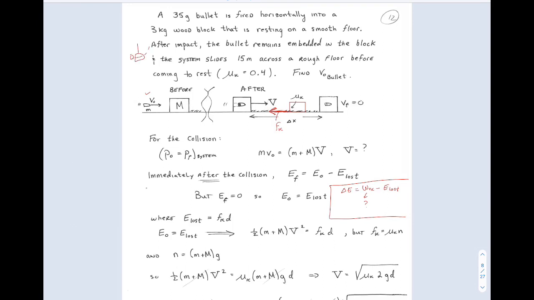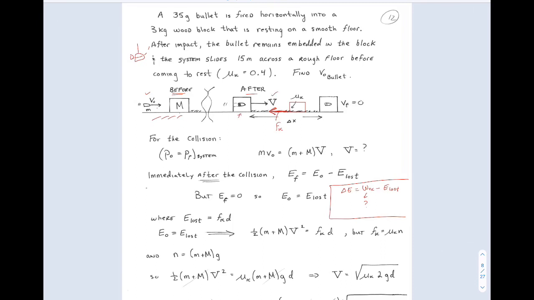Okay, so instead of having the ballistic pendulum where you fired the bullet in, the pendulum swung up, here I have a block of wood. Let's say it's laying on a wood floor. All right, so this is my before picture. So I fire the bullet into the block, and then this is my after picture. The bullet immediately embeds itself in the block.